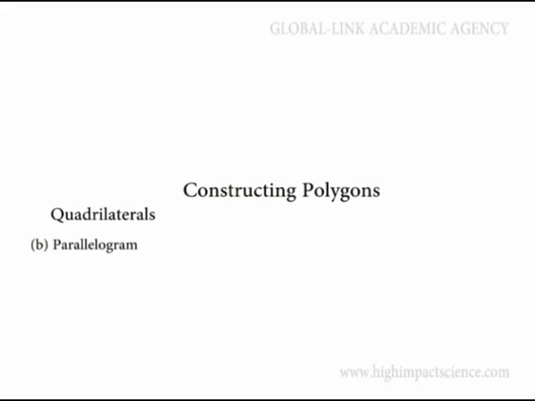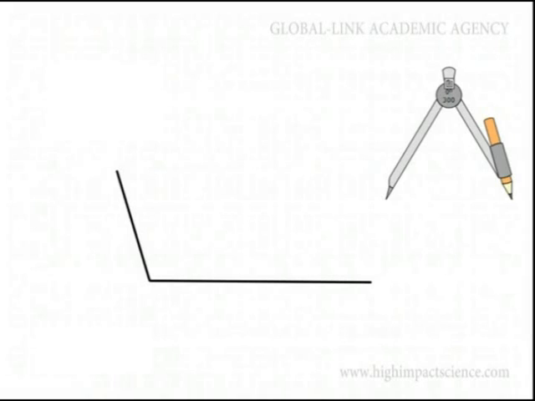The last quadrilateral is a parallelogram. The knowledge of the properties of a parallelogram is what we use to construct it. I'm going to show you three methods of doing it, and you will choose the simplest that works for you. We start with these two sides and an included angle.